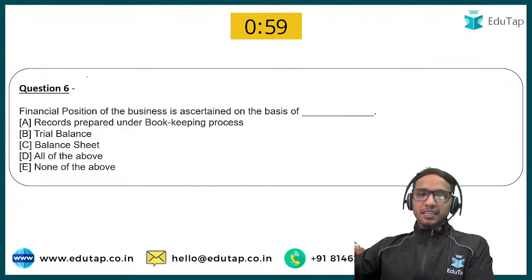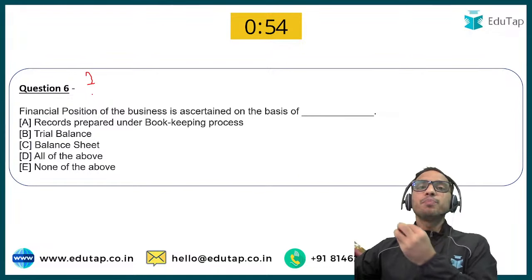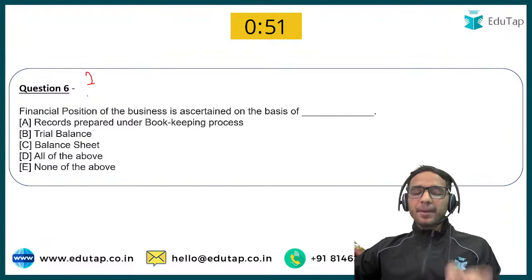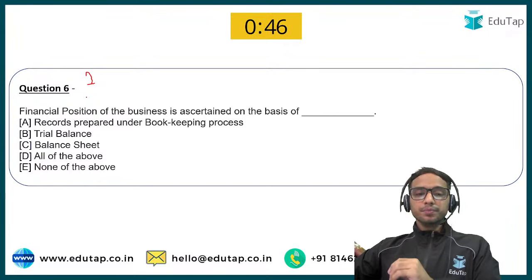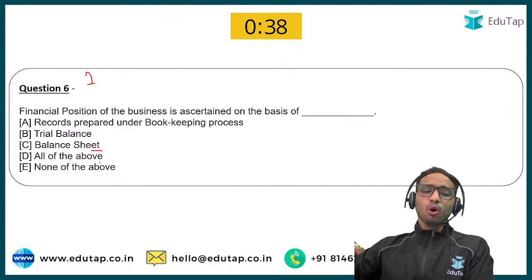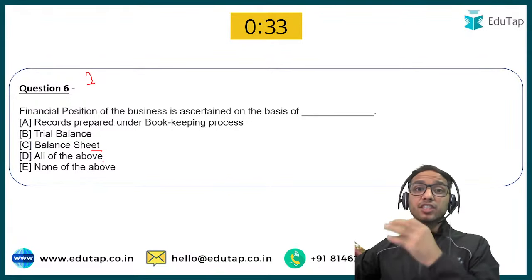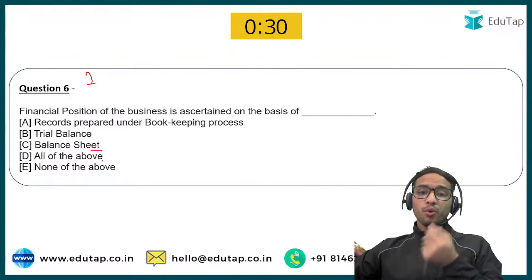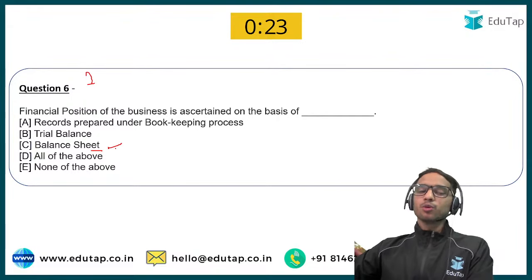Now question number 6 says, the financial position of a business is ascertained on the basis of what? Pick out the most appropriate answer. We are talking about the financial position of the business. It is ascertained on the basis of records prepared under the bookkeeping process, trial balance, balance sheet, all of the above, or none of the above. What would be the most appropriate answer here? Financial position is ascertained by which? Okay, so I have started to get the answers, and yes, again everyone is correct. So the correct option would be balance sheet.